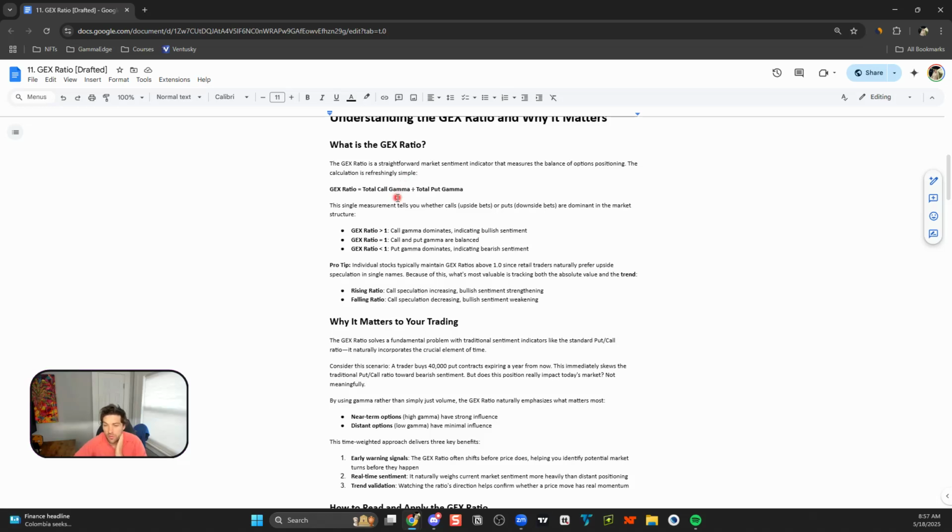So a GEX ratio greater than 1 indicates that call gamma dominates relative to put gamma, which is a bullish sentiment. Less than 1, puts are dominant. Equal to 1, there is parity.